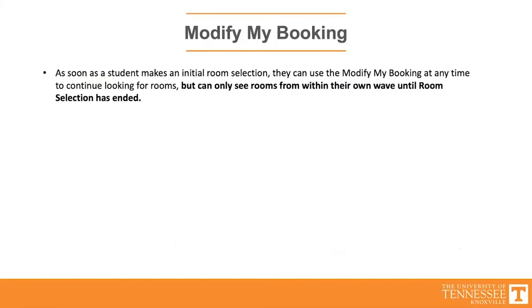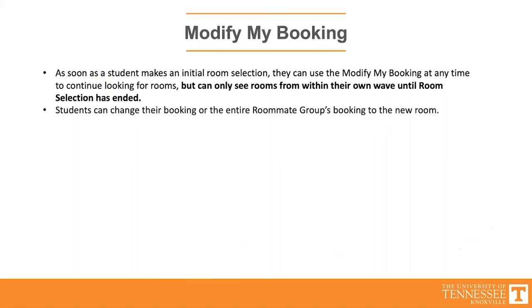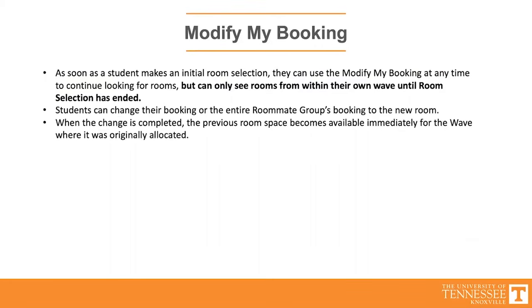As soon as a student makes the initial room selection, they can use the Modify My Booking to continue looking for rooms, but can only see rooms from within their own wave. Students can change their booking or the entire roommate group's booking to the new room. When the change is completed, the previous room space becomes available immediately for the wave where it was originally allocated.